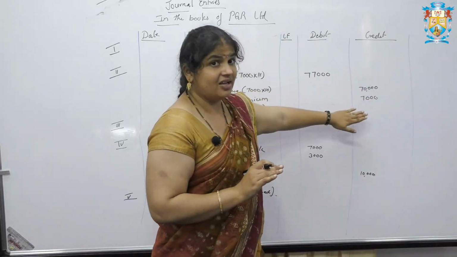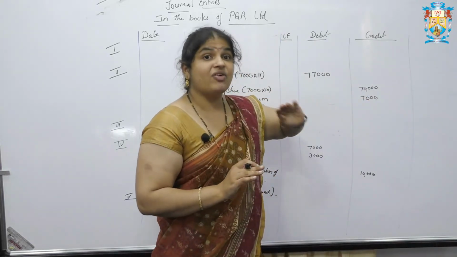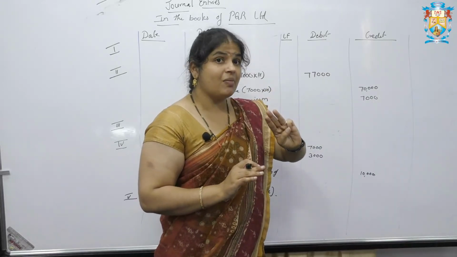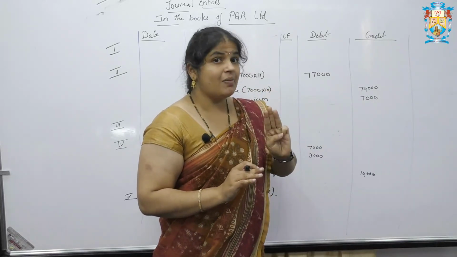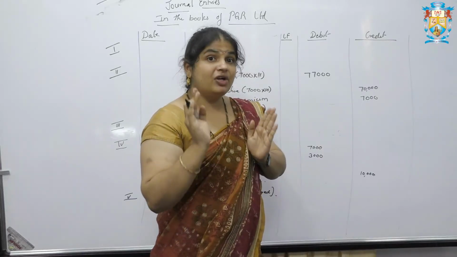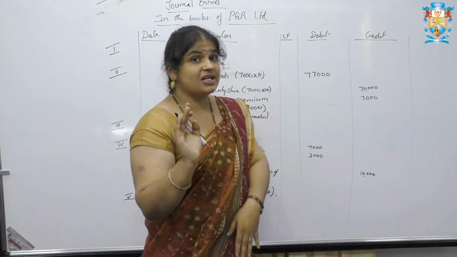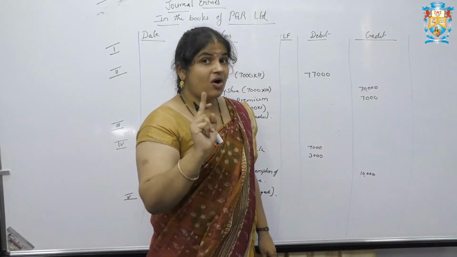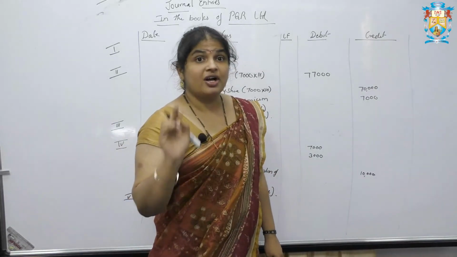For that, the entry is given. So only write the entry for the remaining amount. What is the remaining amount? 30,000 is the remaining amount. According to the question, from which account can I withdraw the money? I can withdraw it from my profit and loss account. So from which account are you withdrawing? Debited. For which account are you crediting? Credited.